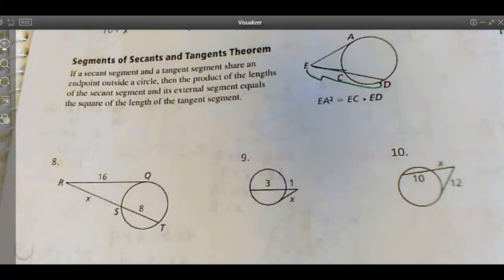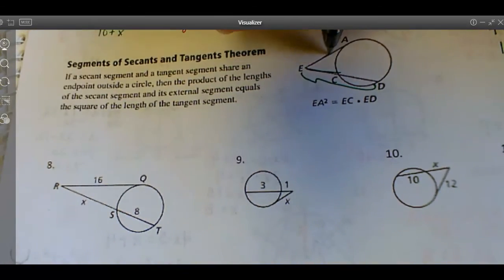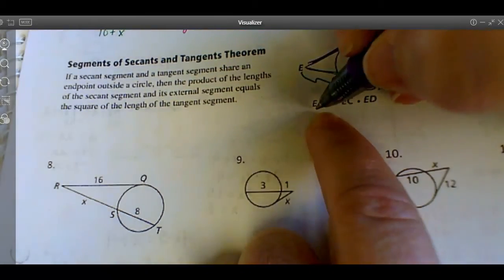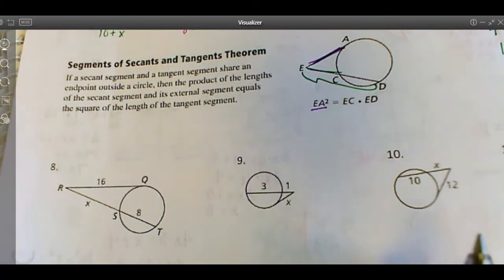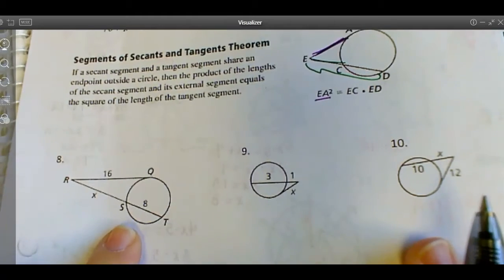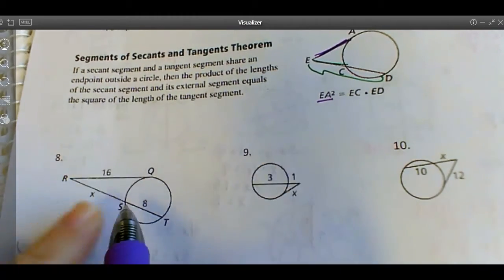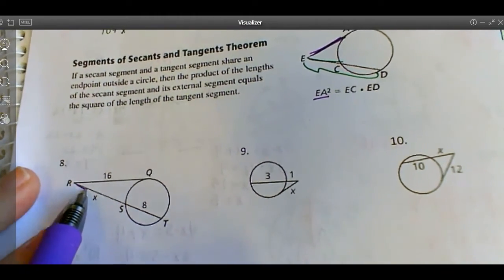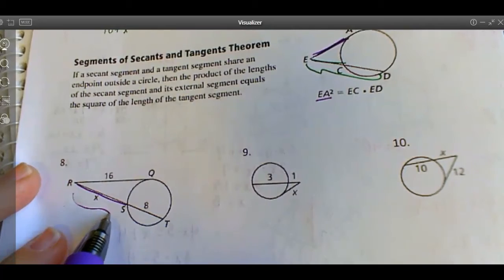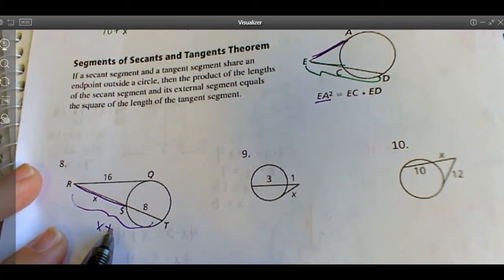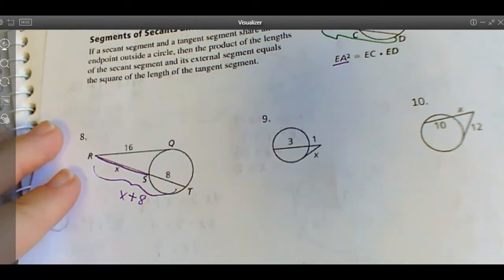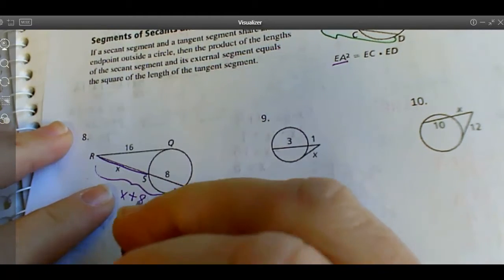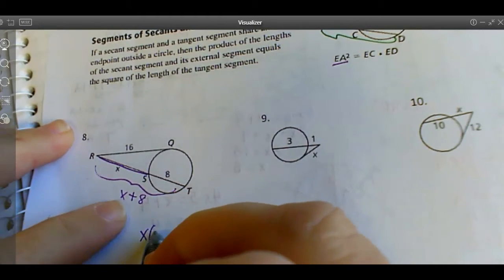But the tangent part, the part that's tangent, you square it. Since there's not a part to get the whole thing, what you do is you square it. Okay, so let's look at it on this problem here. So I still take the part outside and I find the whole thing, which is x plus 8. And I multiply that together, so I'm going to multiply x times x plus 8.